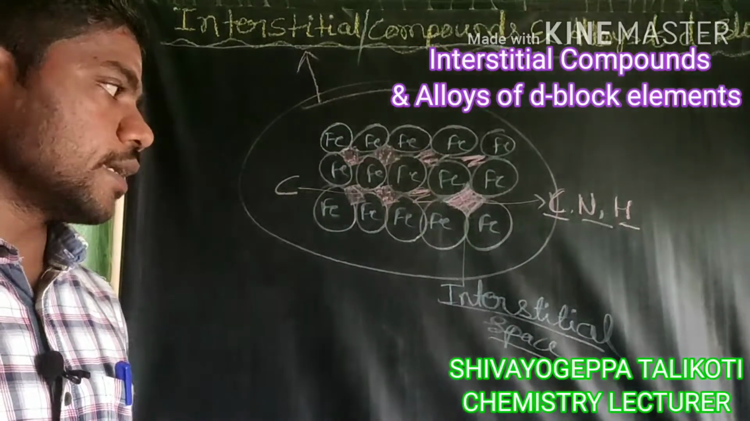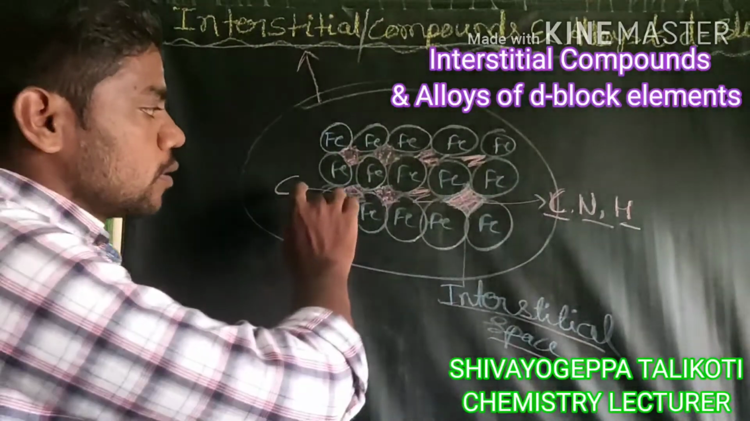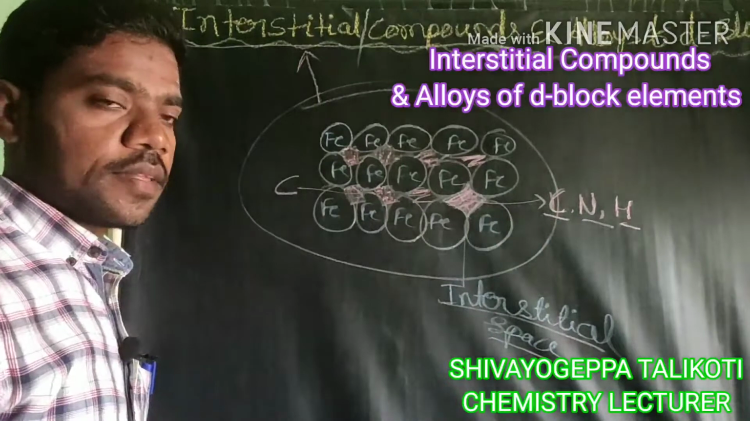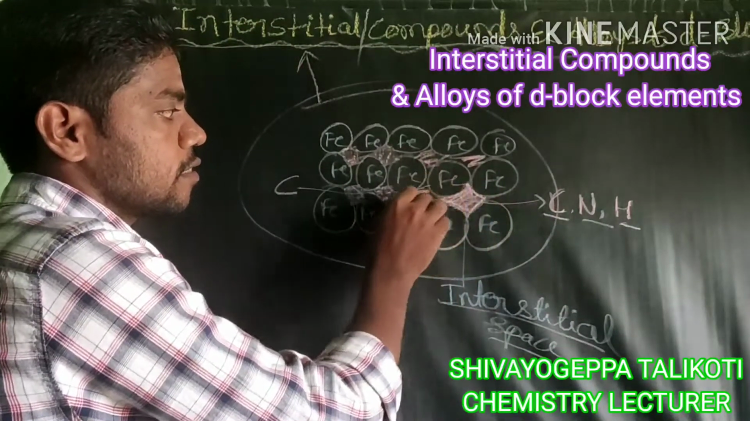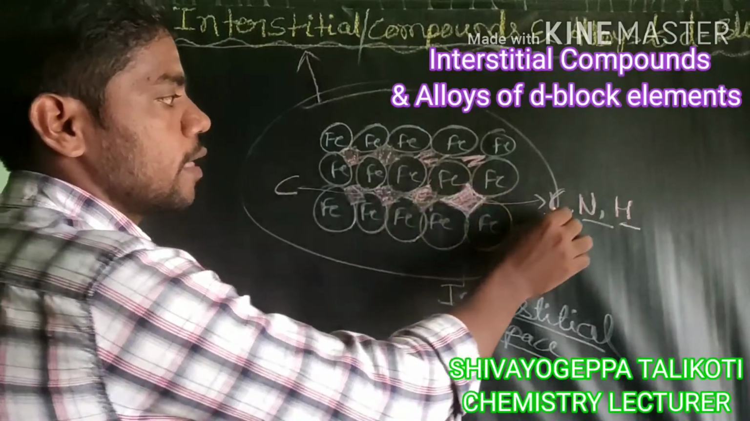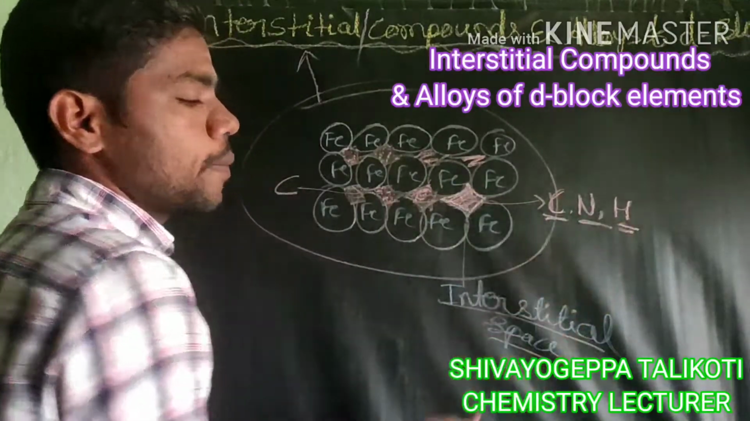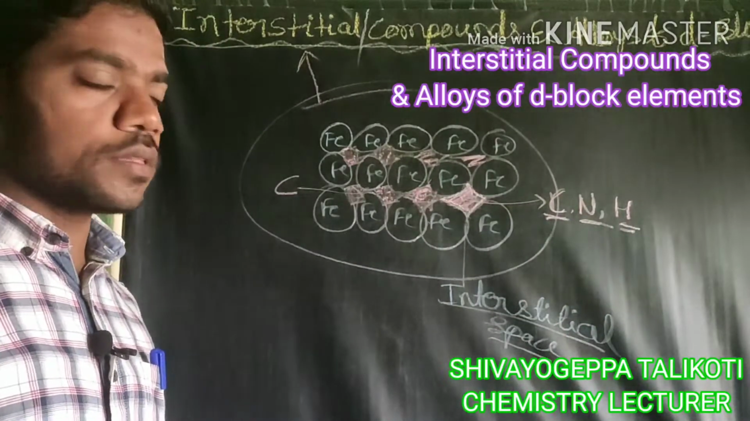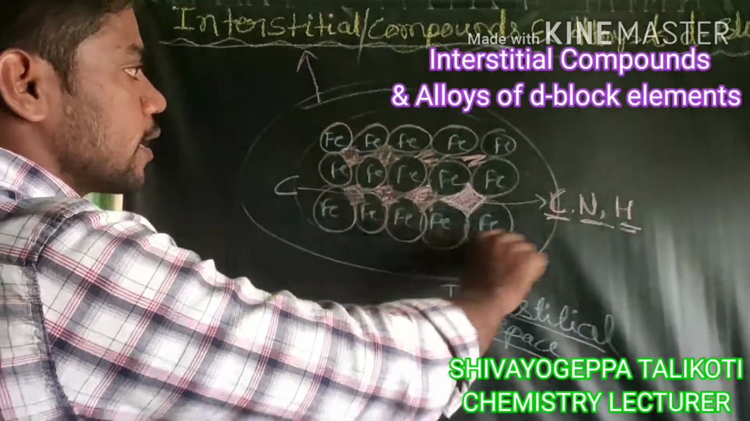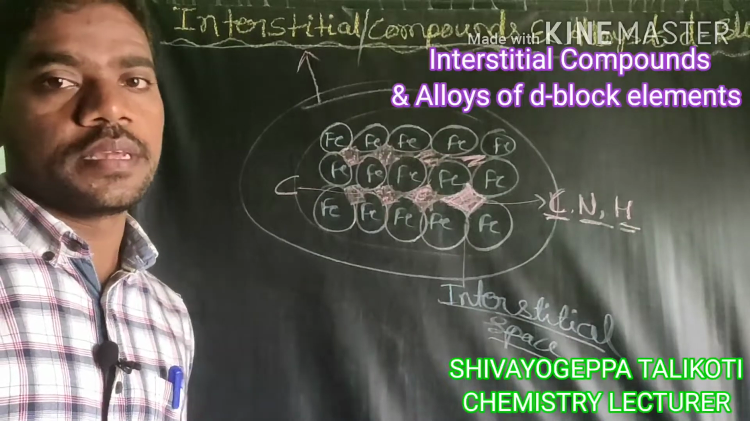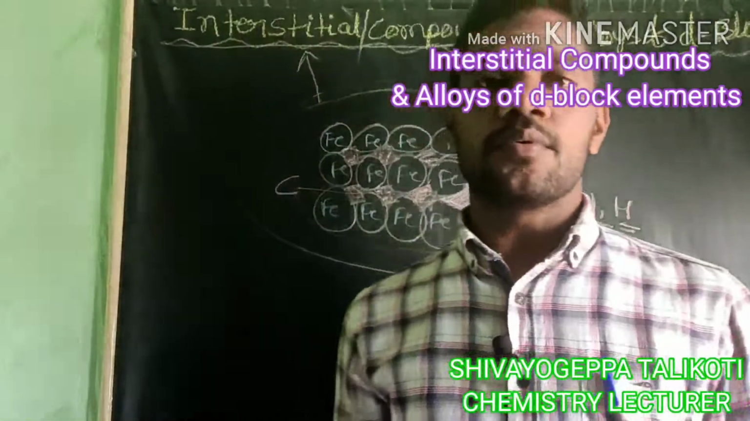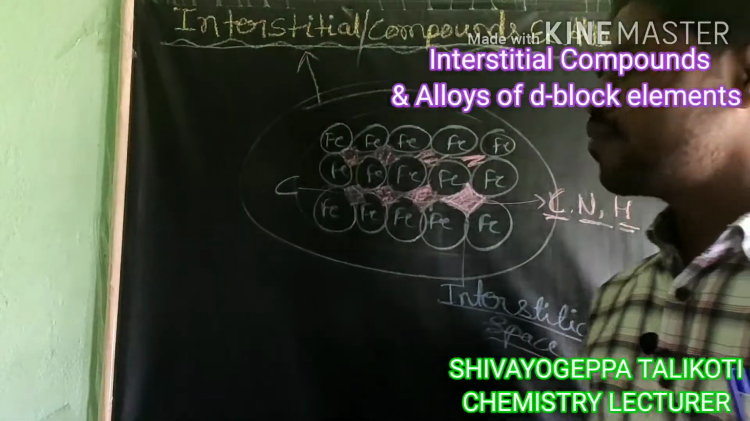Now everyone understands. Initially iron atoms are there, and there will be formation of interstitial space. That interstitial space is occupied by small atoms like carbon, nitrogen and hydrogen, and collectively they are called interstitial compounds. Very easy.